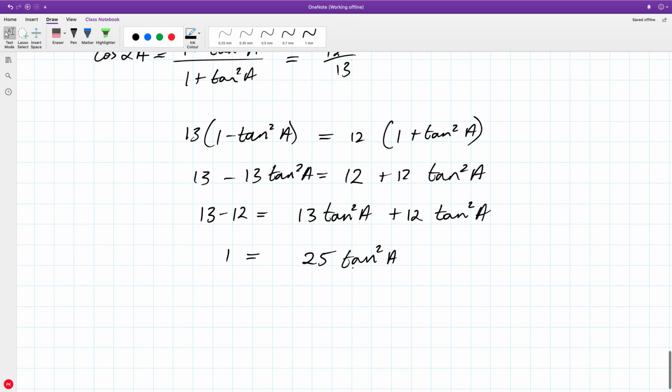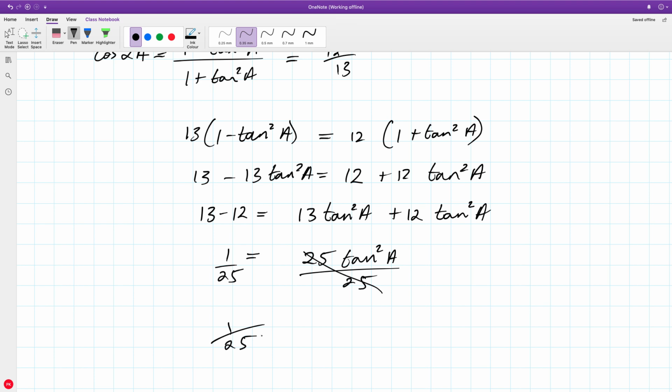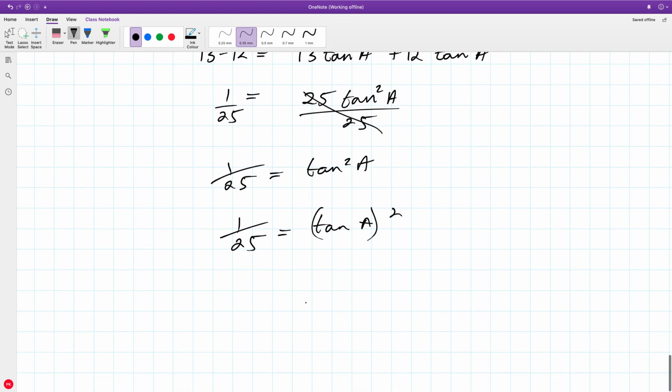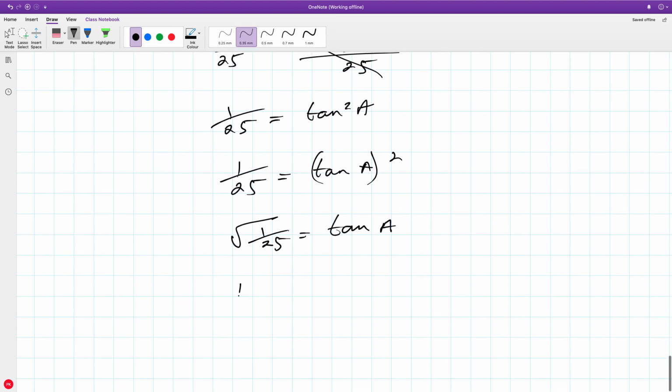I'd say you just made a math error and you weren't miles off at all. Divide both sides by 25. 1 over 25 is equal to tan squared a. So the square root of 1 over 25 is equal to the tan of a. So that's plus or minus 1 over 5 is the tan of a. So we got away, it wasn't a substitution, just a bit more awkward fraction.